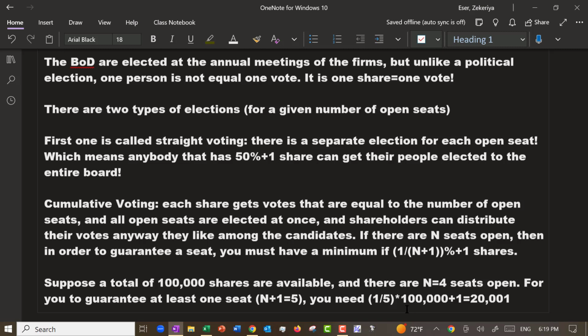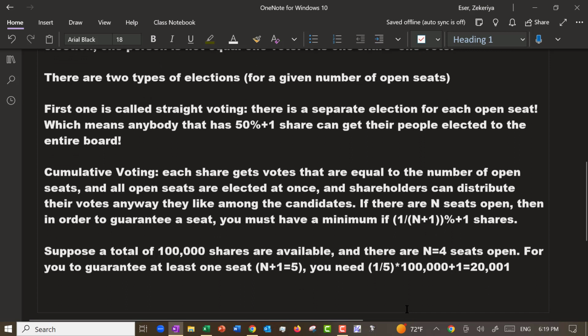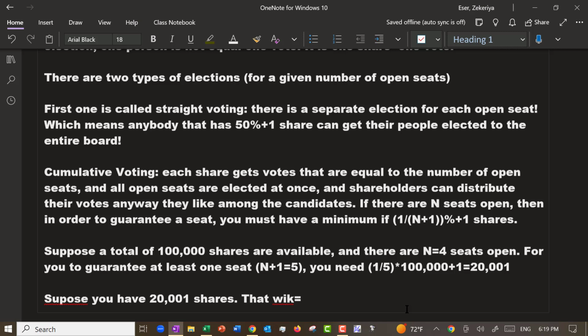Let's think about it. Why? Suppose you have 20,001 shares. That would give you 80,004 votes. Remember, each share gets 4 votes.